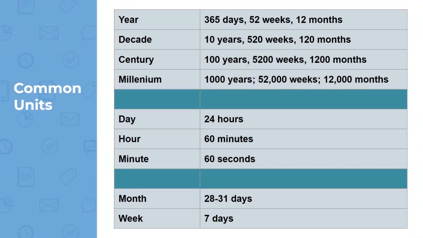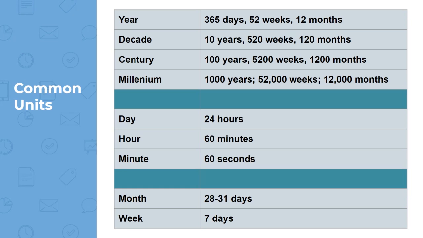So a year is 365 days because that's how long it takes the Earth to go around the sun, which breaks down to 52 weeks or 12 months. We also have bigger units of time like the decade, the century, or the millennium. A decade is 10 years, 520 weeks, or 120 months. A century is 100 years, 5,200 weeks, and 1,200 months. And a millennium is 1,000 years, 52,000 weeks, or 12,000 months.